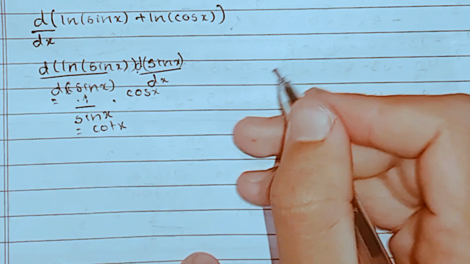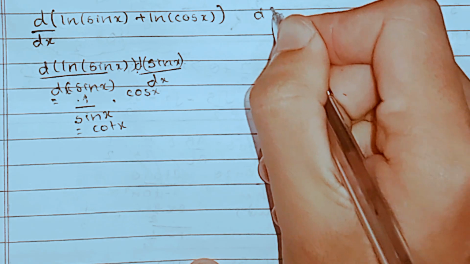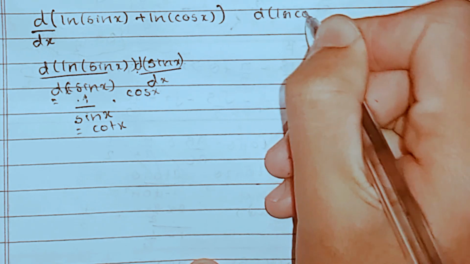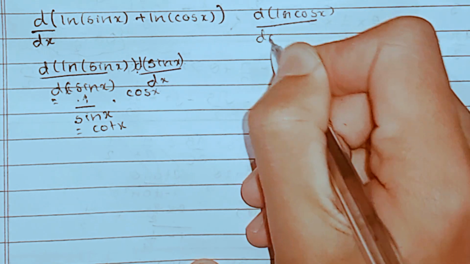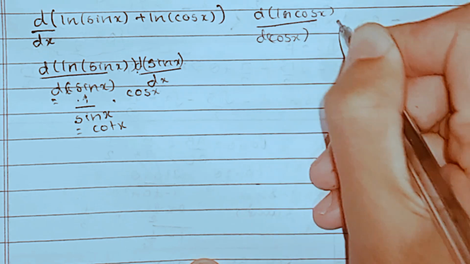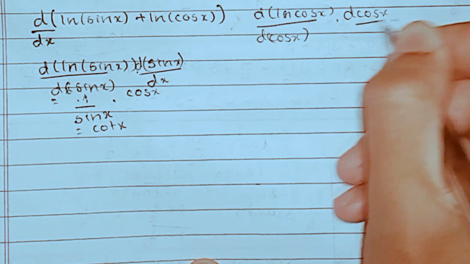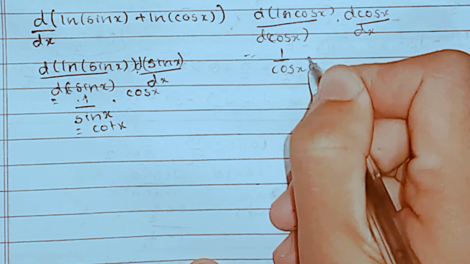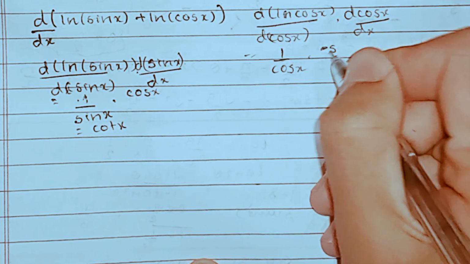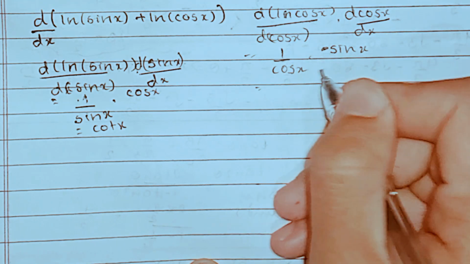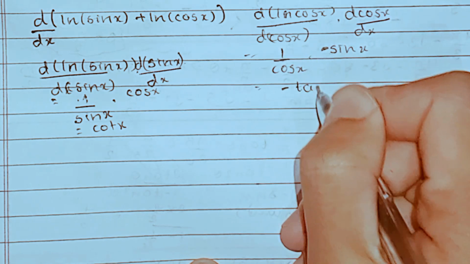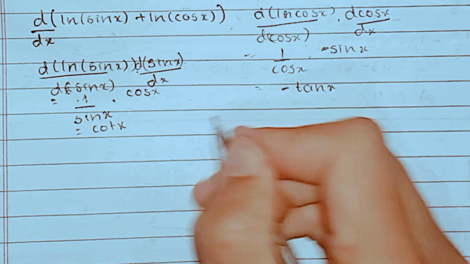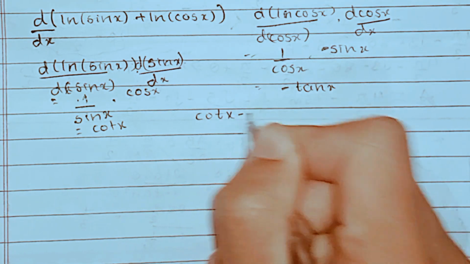And for the other derivative we have the derivative of ln cos x. Again, by a similar method we will differentiate with respect to cos x, and using the chain rule we will write the derivative of cos x with respect to x. So the derivative of ln cos x will be 1 upon cos x, and the derivative of cos x will be negative sin x. So minus sin x upon cos x equals minus tan x. So the required answer is cot x minus tan x.